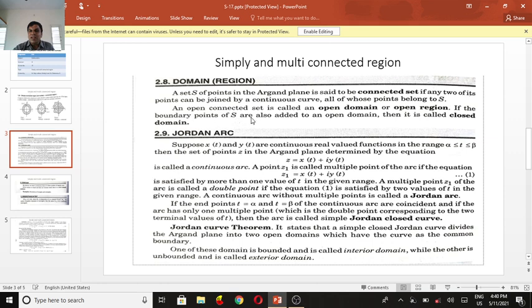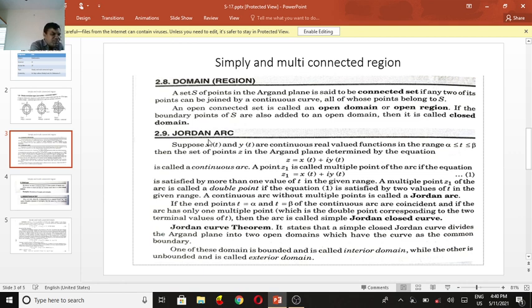An open connected set is called an open domain or open region. If the boundary points of S are also added to the open domain, then it is called a closed domain. Suppose you take S as a set of all points in the unit circle, all points in this circle form.